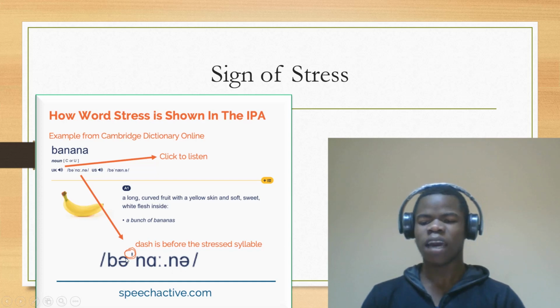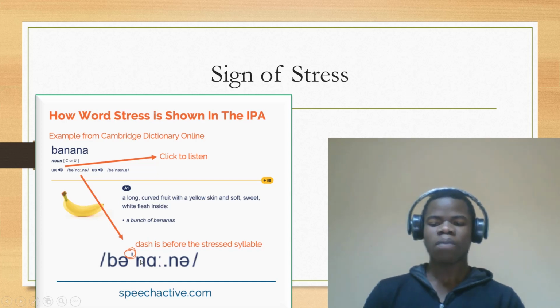Okay, in order to have a good pronunciation, we have to respect the stress. If we put the stress on the first syllable, our pronunciation is going to be very wrong and very bad. Okay, we don't have the right to say banana, but banana. This is the right pronunciation.